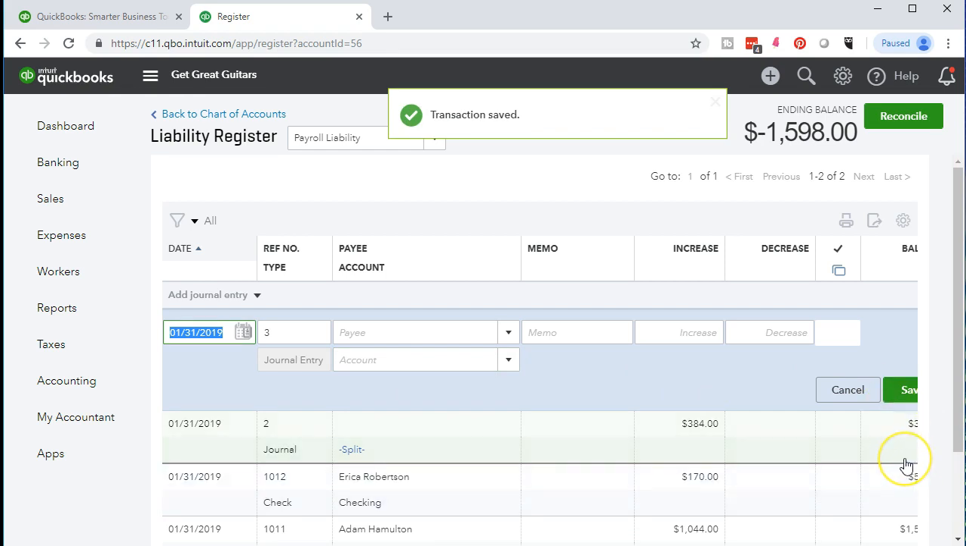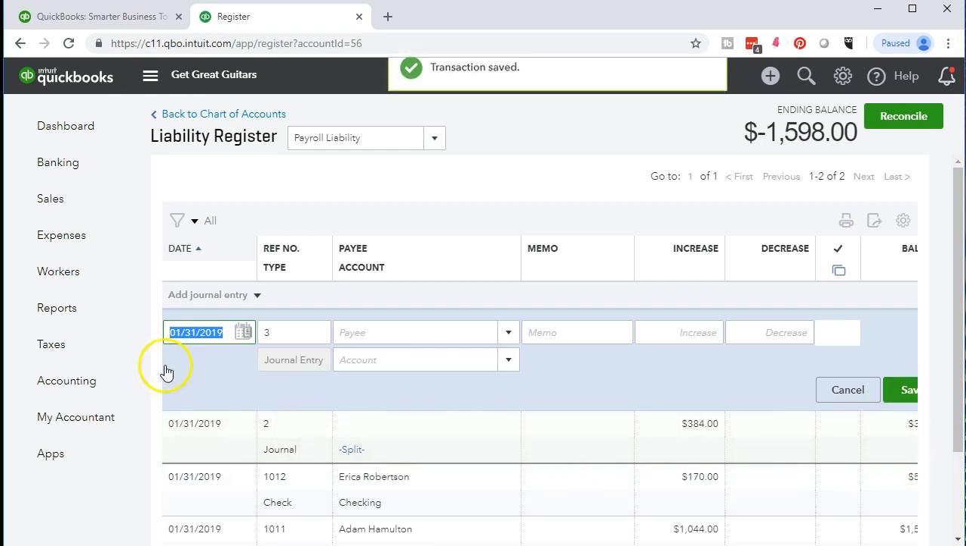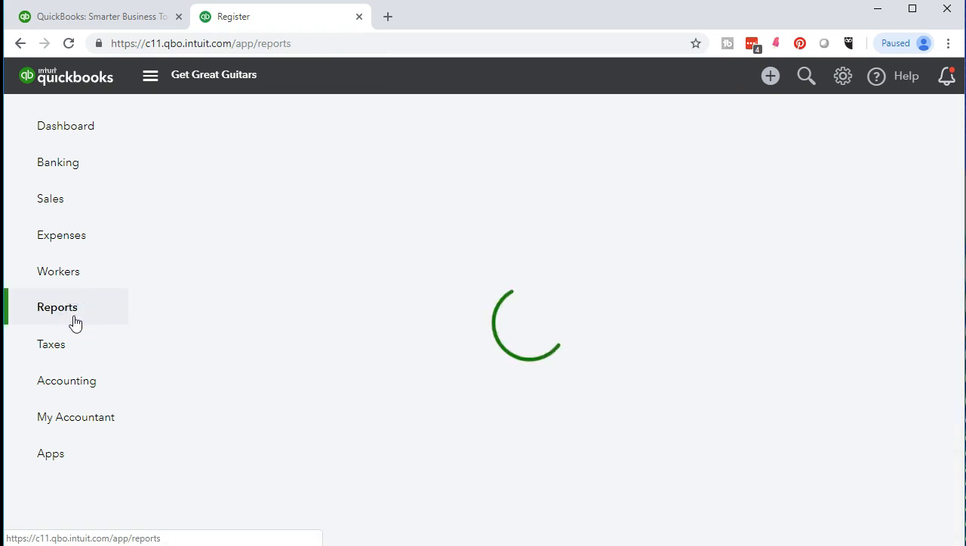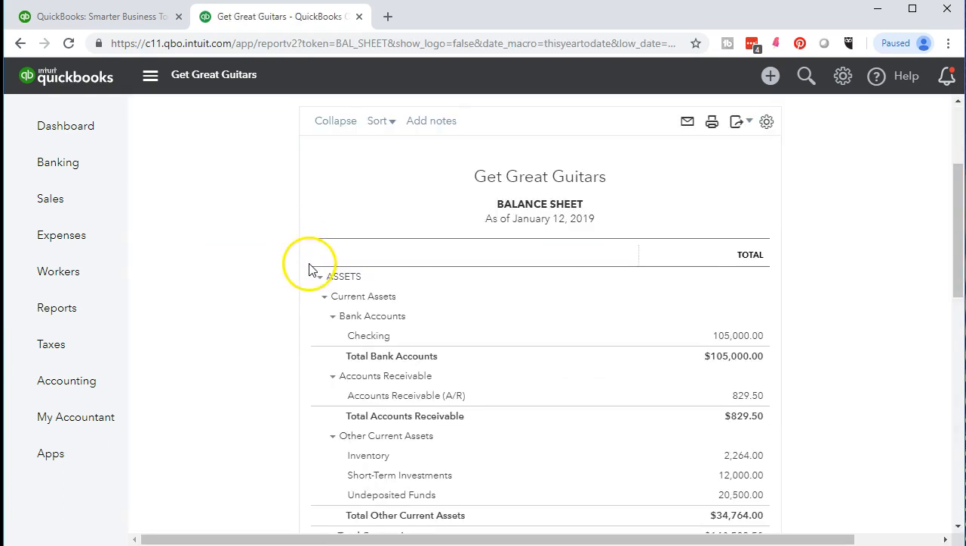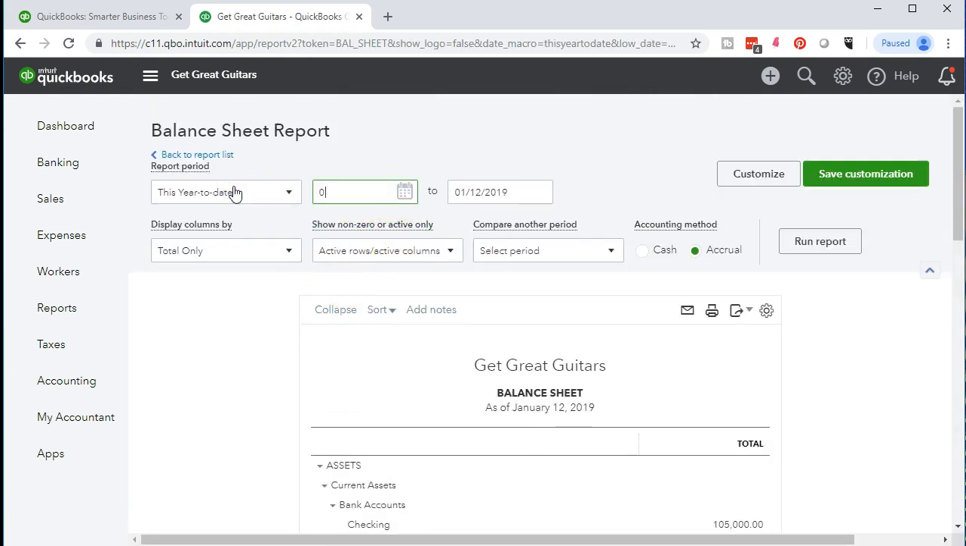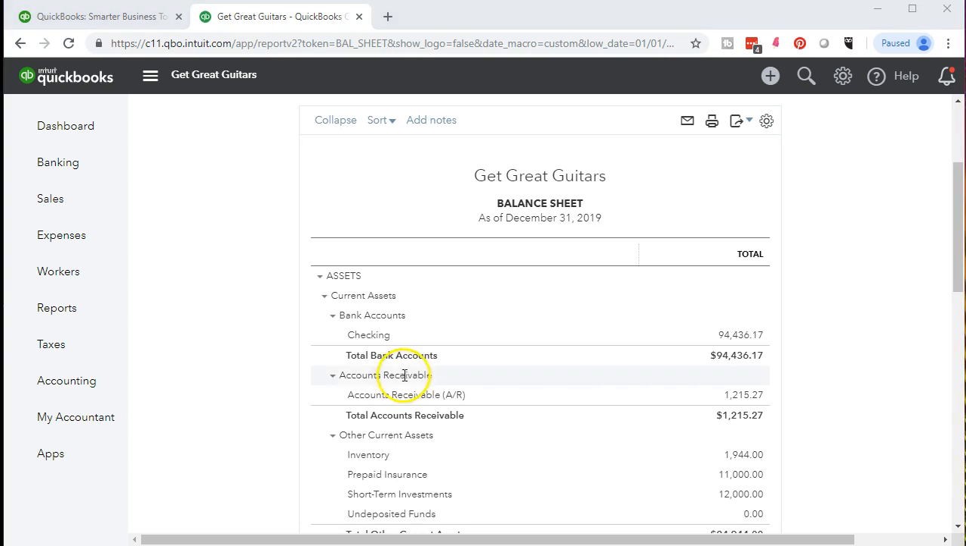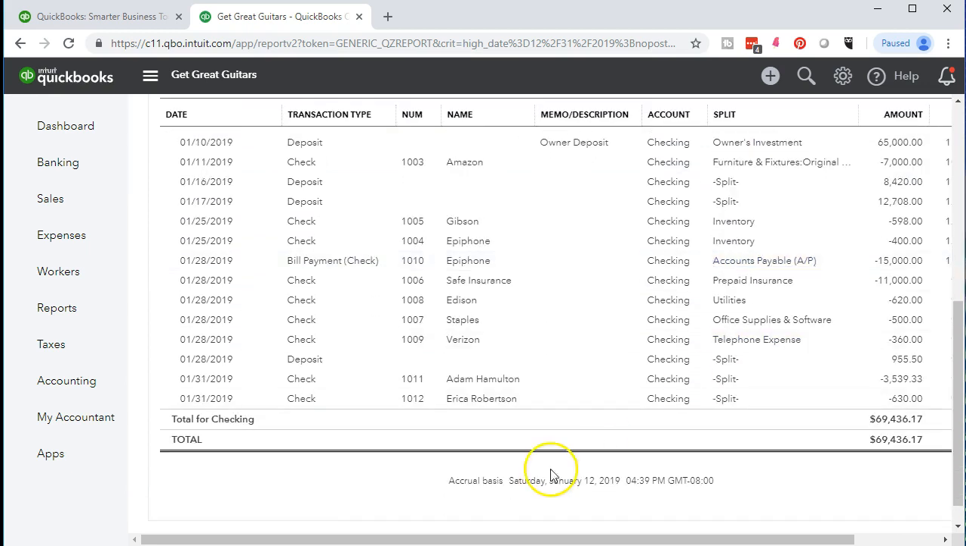Now let's go to our reports and see what happened. So we're going to go to the reports on the left side, and we're going to open up our favorite report, that being the balance sheet. We'll change the dates up top, those dates being 01/01/19 to 12/31/19, and run that report. On the balance sheet side, we'll see the checking account should have two checks in there, so we'll select the checking account. Scrolling down, we're going to see these checks to Adam Hamilton and Erica.